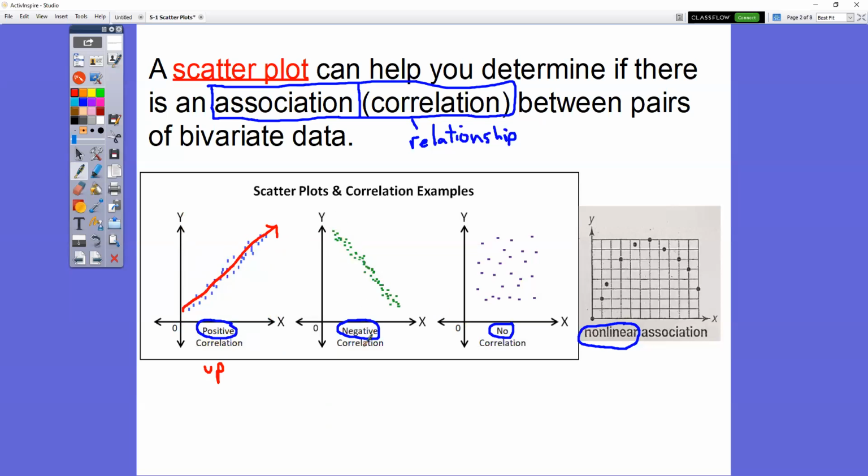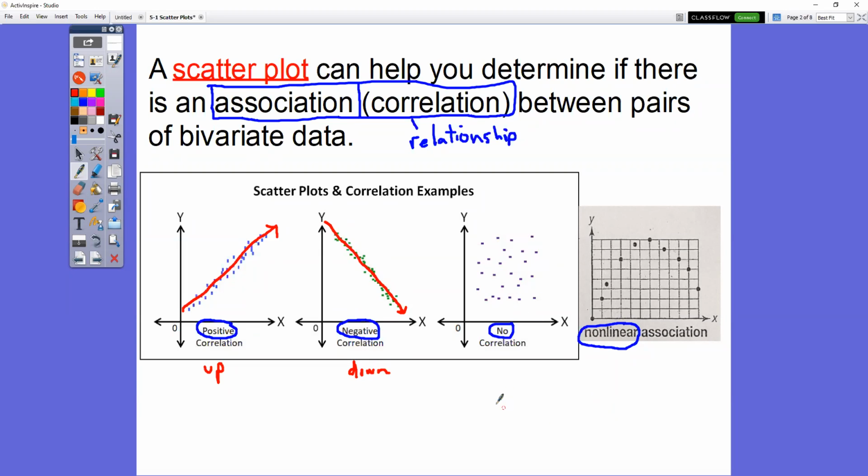In a negative correlation or negative association, the data goes down. All right, as we go from left to right, the data is going down. So as the X value goes up, your Y value goes down. So positive goes up, negative goes down.